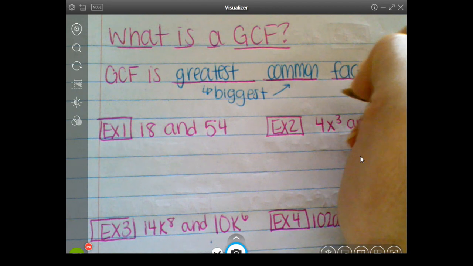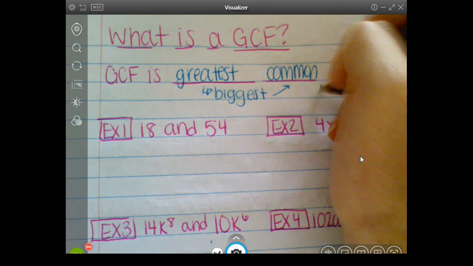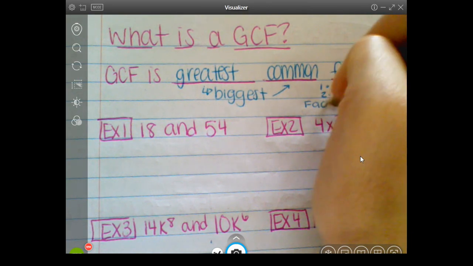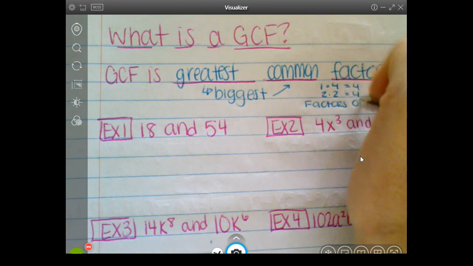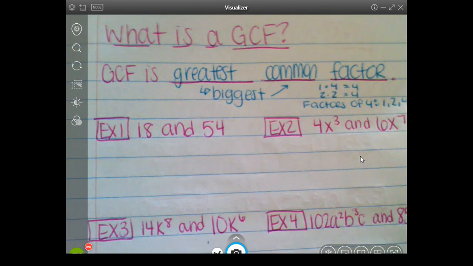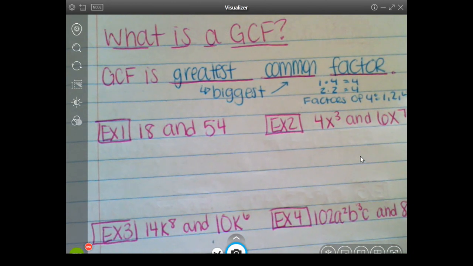So if I'm thinking about the number 4, factors of 4 would be 1 and 4 and 2, because 1 times 4 is 4. Okay, I'll write that down. 1 times 4 is 4, and 2 times 2 is 4. So my factors of 4 are 1, 2, and 4. Okay, that's what the word factor means. So we want the biggest thing that's in common between the numbers.